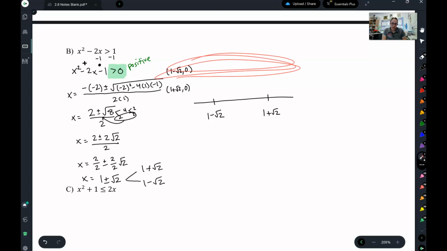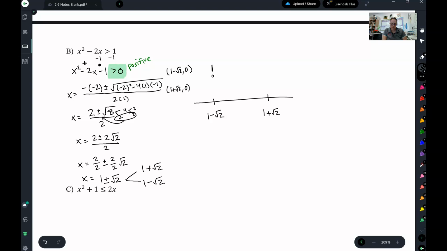So for this number line, this is my 1 minus root 2 line. So my 0 is going to go above my 1 minus root 2. So to the left of the 0 is negative, to the right of the 0 is positive. Here's this number line, that's my 1 plus root 2, so it's going to have a 0 above 1 plus root 2. Left is negative, right is positive, and now I look at my columns. Two negatives make a positive, a positive and a negative make a negative, and two positives make a positive.